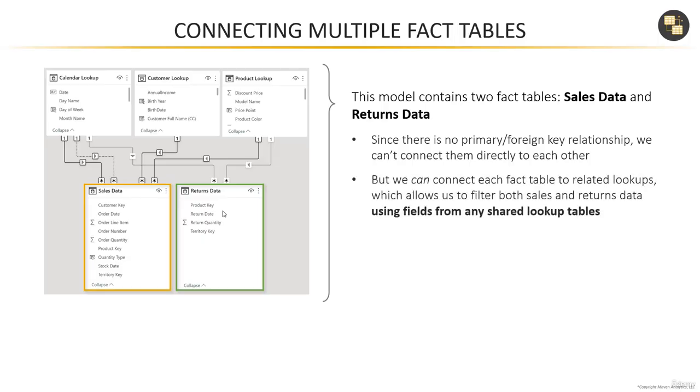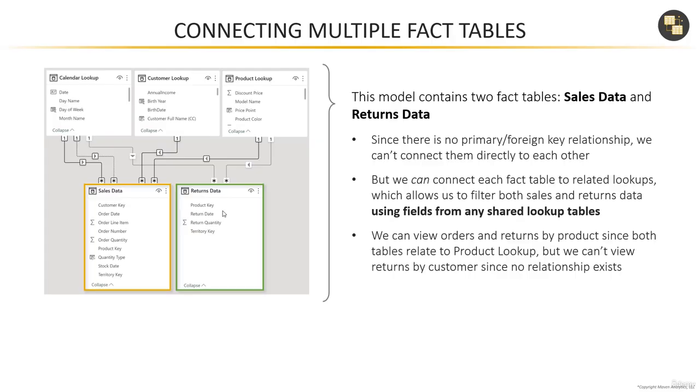But what we can do is connect each of these fact tables to any related lookup or dimension tables in our model. In other words, we can wire in this returns data table and connect it to lookups just like we did with our sales data table. And when we do that, something magical happens. It means we can filter values from both of them, like order quantities and return quantities, using fields from any shared lookup tables. Now, the key word here is shared, right?